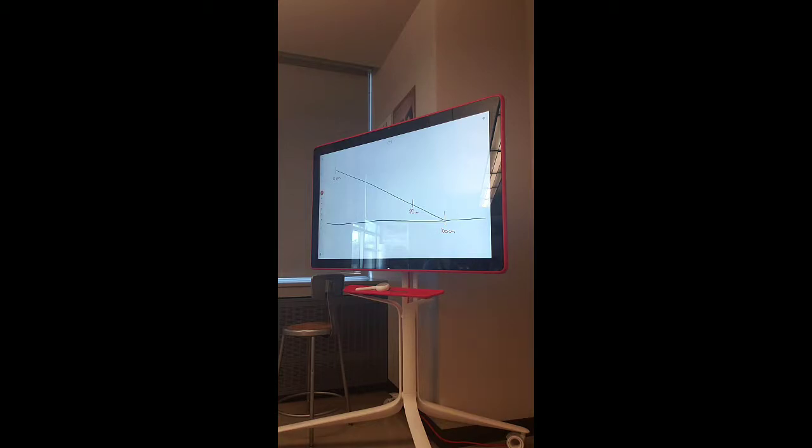It would look like this. Which one has more acceleration, with the ramp down low at, say, 1 or 2 centimeters, or the ramp up high at 20 centimeters? Which one has more acceleration? 20 centimeters. Yeah, the high one.